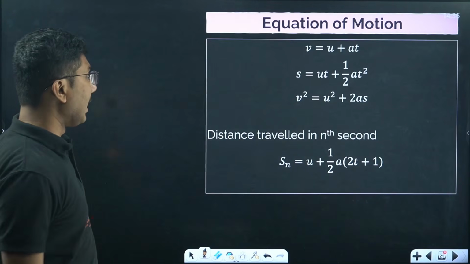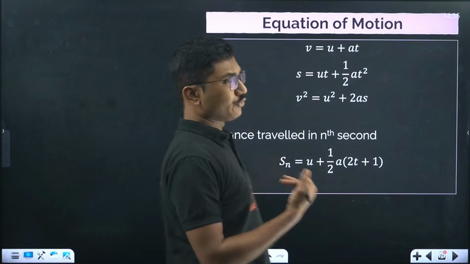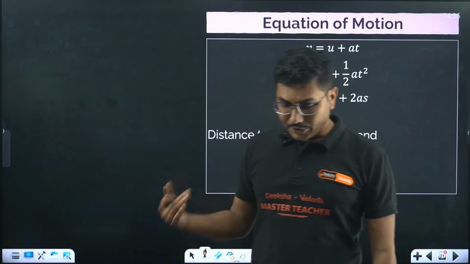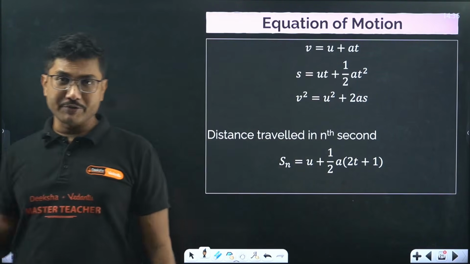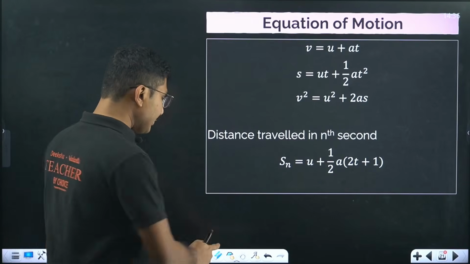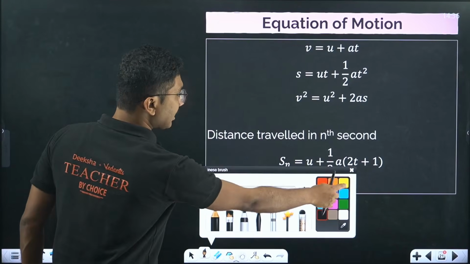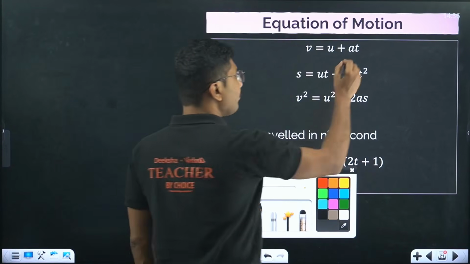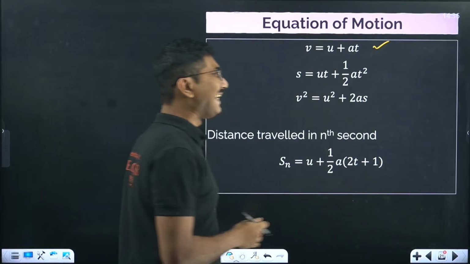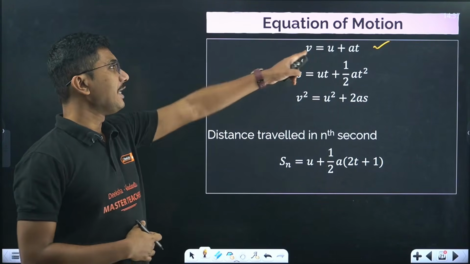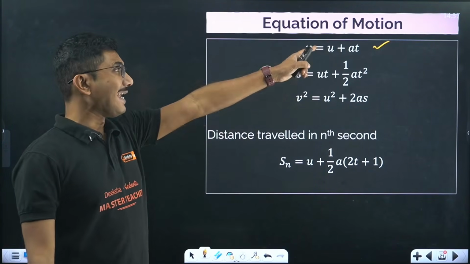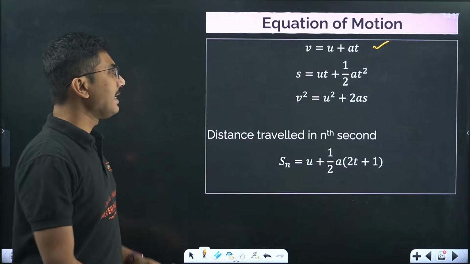Now, equations of motion, very important. There are a few equations of motion that you need to remember. Obviously very common, we use all the equations of motion multiple times. So v equals u plus at. v is velocity, u is initial velocity, a is acceleration, t is time.